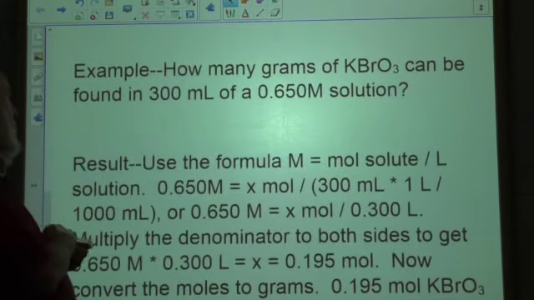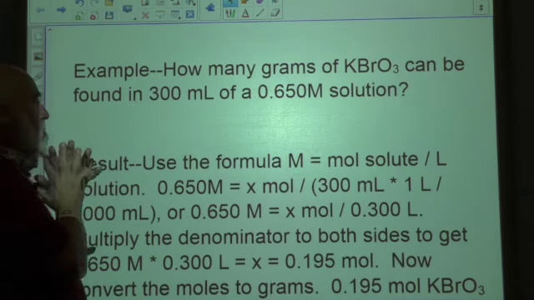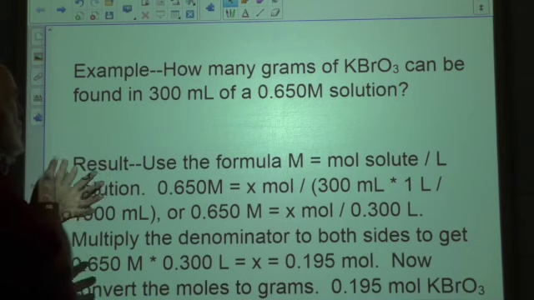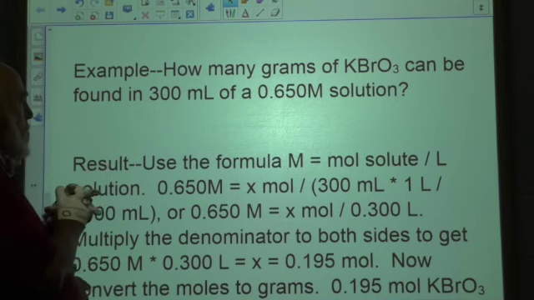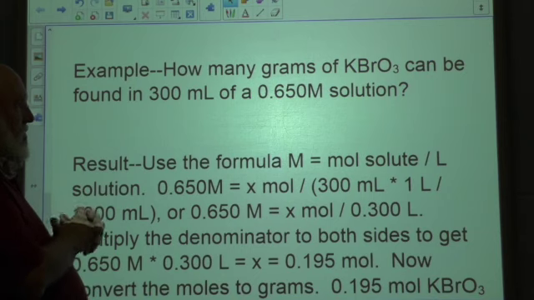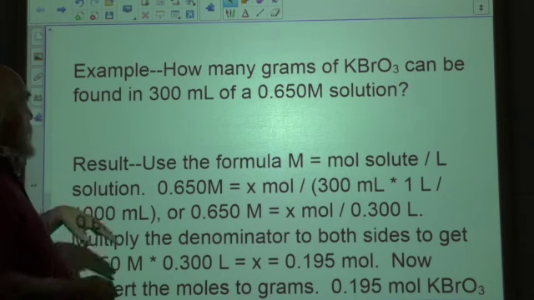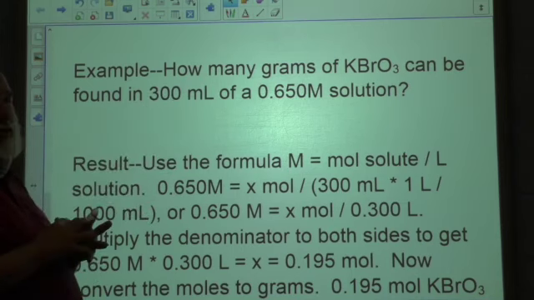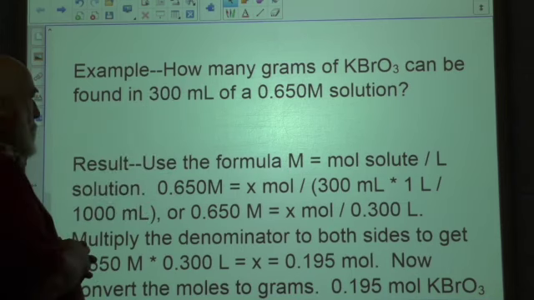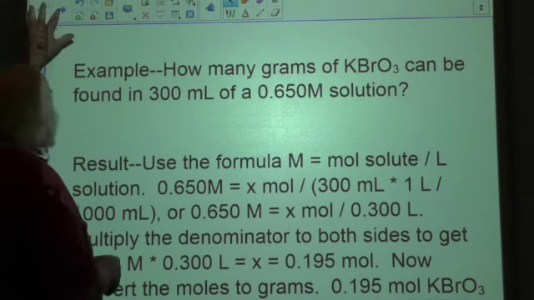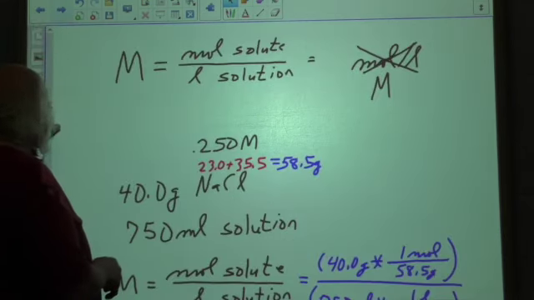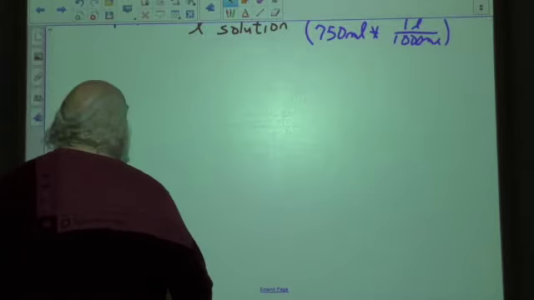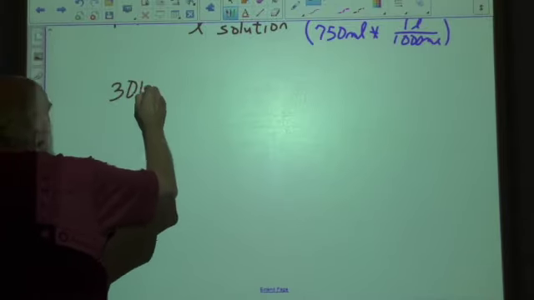Let's take another scenario here. Let's suppose that we're going to make a potassium bromate solution. And we want the concentration to be 0.650 moles per liter, and we have 300 milliliters of that solution, and we need to know how many grams that's going to be. Okay, so 300 milliliters, 0.650 solution is what we were given here. So let's take a look at that. So 300 milliliters of solution.